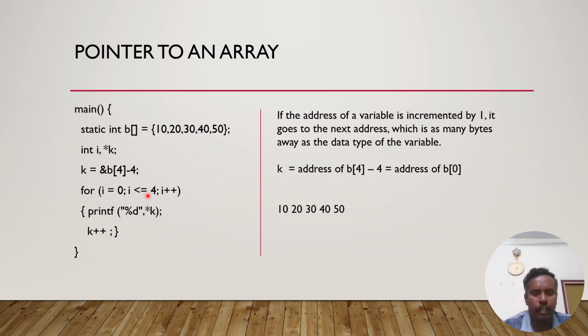So what happens is, from I to I plus plus, from 0. Now here, address of B of 4 minus 4 means it has come to 10. So I is equal to 0, I plus plus. From here to here, it means star K. Star K means this value. Now K plus plus, you increment it, and it means value 10 to 50.